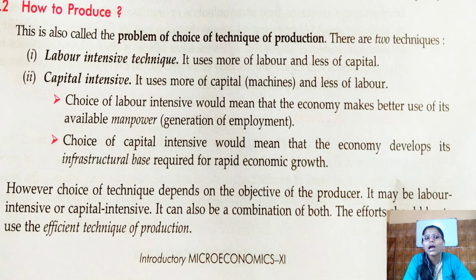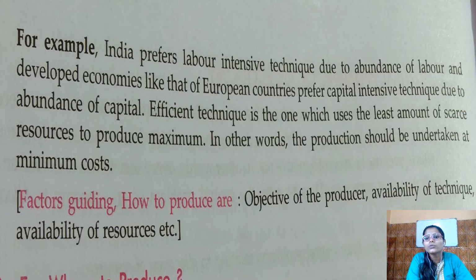economic growth. However, the choice of techniques depends on the objective of the producer. It may be labor intensive or capital intensive. It can also be a combination of both. The effort of this choice is to use the efficient techniques of production. So first you decide what to produce and in what quantity. Then next is how to produce, and it is related to labor intensive technique and capital intensive technique. After that, next is for whom to produce.